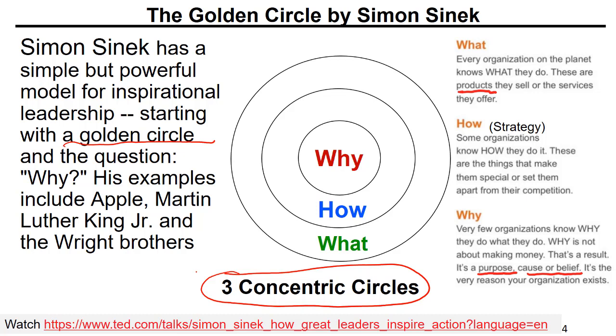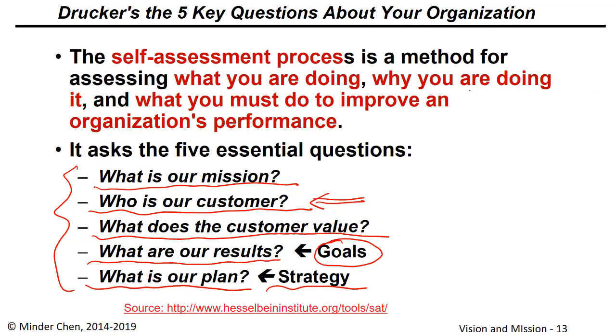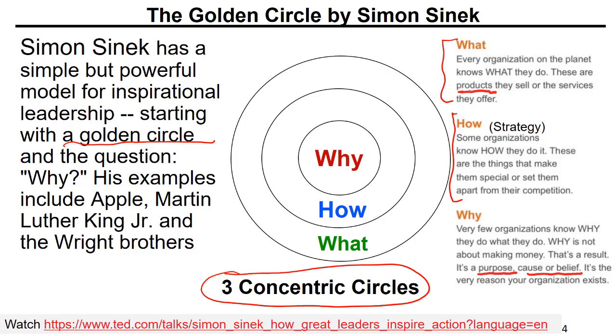And how, which is really related to, if you look at the definition here, I would label it as strategy. And eventually, what? What is different from Drucker's question, like what is our mission or what is our vision? What here in the golden circle is referred to in a very narrow sense are the products that the company sells or the services they offer. This is a very inspiring talk. Please watch the video. I think you'll enjoy it.